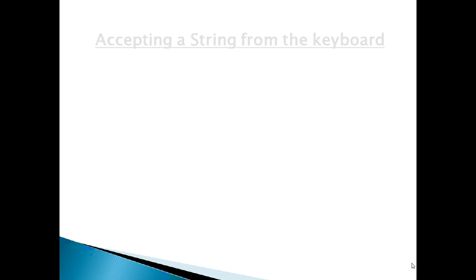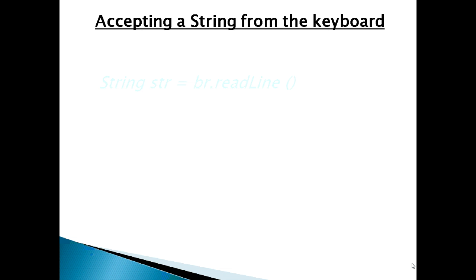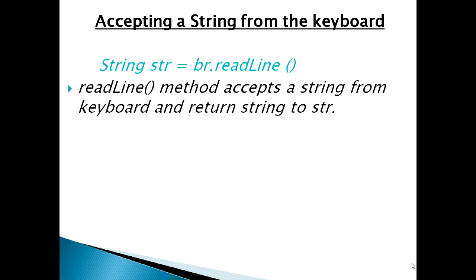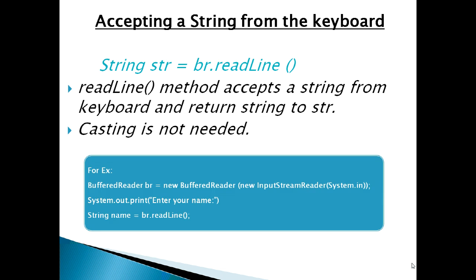Next is accepting a string from keyboard. String str = br.readLine(). Here readLine method accepts a string from the keyboard and returns the string into str. In this case, casting is not needed since readLine is taking a string and returning the same data type. This is an example how string value is accepted from keyboard in a Java program.